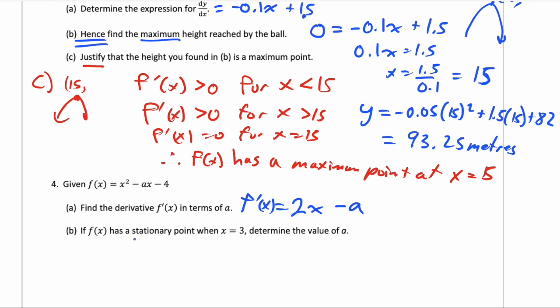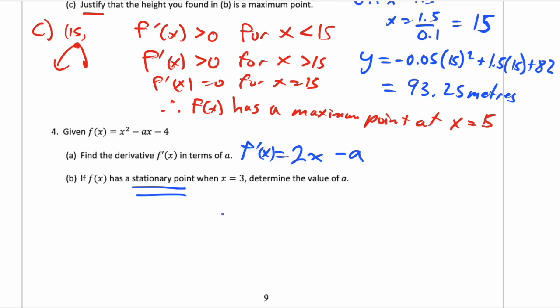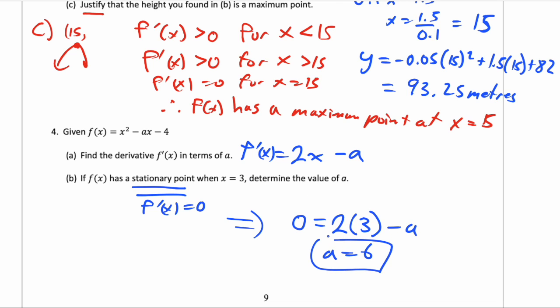So there's the derivative. It says f of x has a stationary point when x equals 3. That means f prime of x equals 0. So let's do this now. 0 equals, this is the derivative, x is 3 at this particular point. So we get a equals 6.